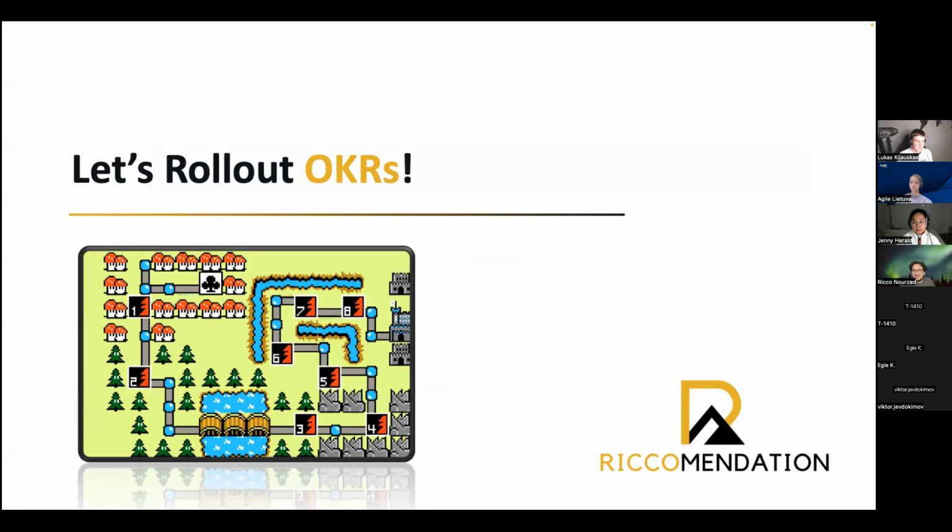Welcome to my part of the meetup, where I'm going to talk about the rollout of OKRs. And I thought about it before. It's not really a session for beginners. It's probably more a session for advanced people, who have read a lot about OKRs, who understand the concept behind OKRs, and who are just asking themselves, how can I now finally kick it off? So what do I need to do for that?